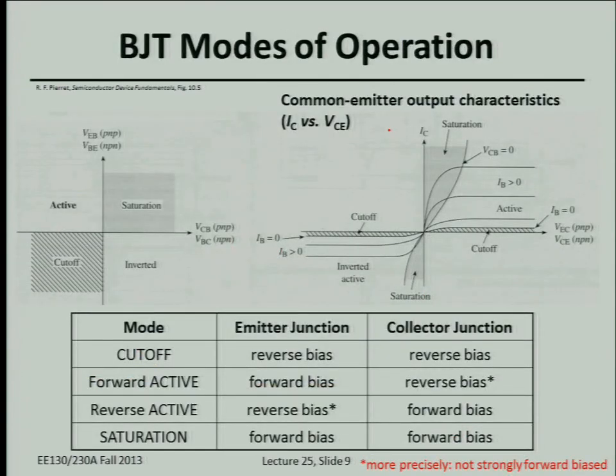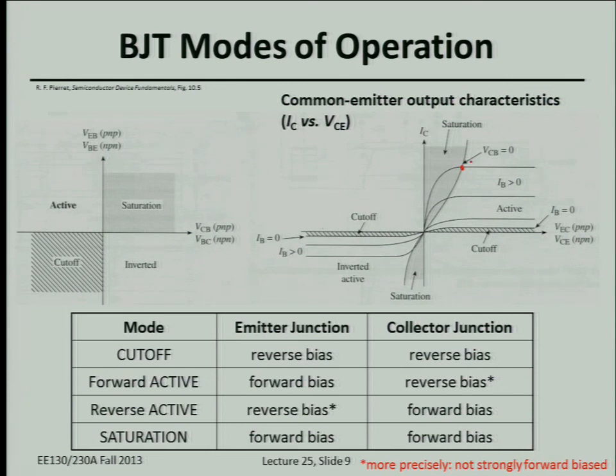Okay, so this plot is from the Pierret textbook. On the left, it just shows you 4 quadrants, 4 possible combinations of PN junction biases. So each PN junction can be either forward biased or reverse biased. And if you have the emitter junction forward biased and the collector junction reverse biased, or actually, if the collector junction is zero biased or weakly forward biased, we still consider it to be active mode. Okay, so let's look at this here.